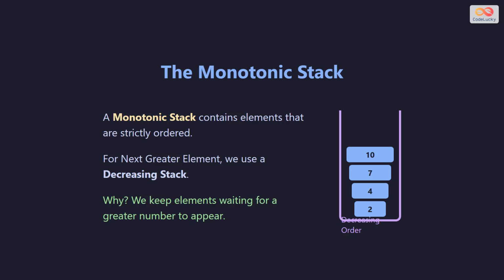To solve this efficiently, we use a monotonic stack. A monotonic stack is simply a stack where the elements are always sorted in a specific order. For the next greater element problem, we use a monotonic decreasing stack. This means the numbers inside the stack will always be in decreasing order from bottom to top. This data structure allows us to process the array in a single pass.